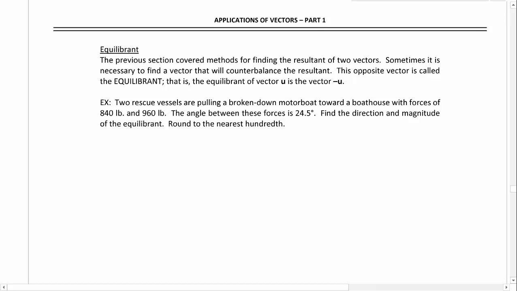Two rescue vessels are pulling a broken down motorboat towards a boathouse with forces of 840 pounds and 960 pounds. The angle between the two forces is 24.5 degrees. We want to find the direction and magnitude of the equilibrium. We'll round to the nearest hundredth.